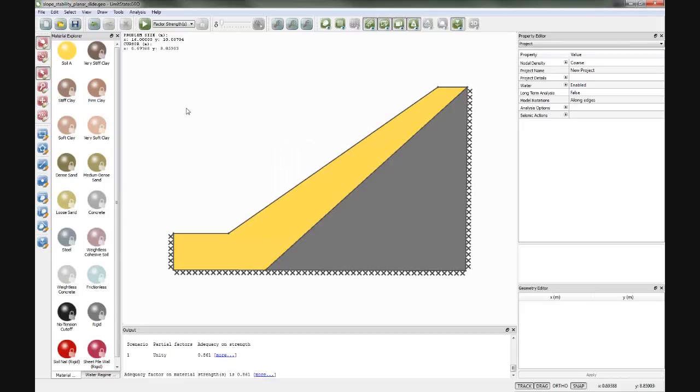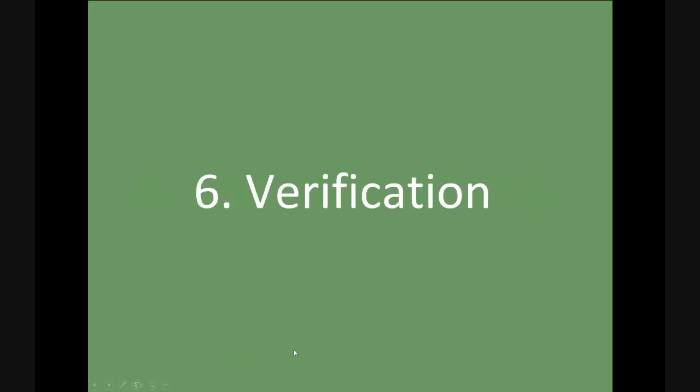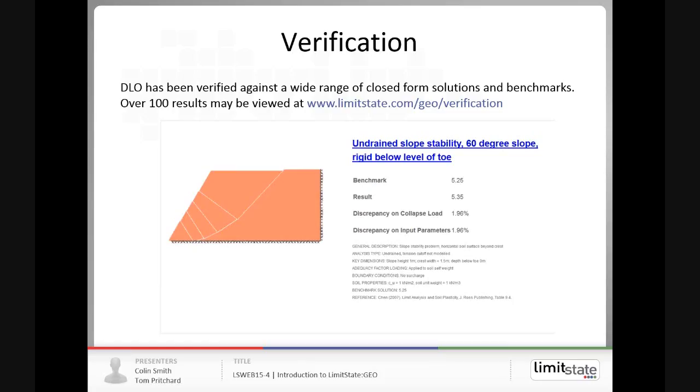Okay, so that's a brief run through the three classic failure modes. We'll just revert back to the presentation briefly and talk a bit about verification. I've shown that the software is capable of solving a wide range of geotechnical problems, whether it's retaining walls, slopes, foundations, etc. And clearly, you want to be confident that it actually does what it says it does, and does it accurately. So, as I said, every time the software is changed, we run about 1,000 tests internally to make sure it does what it should be doing.